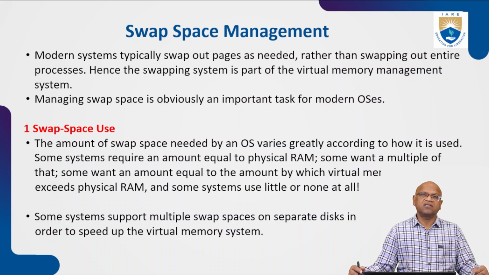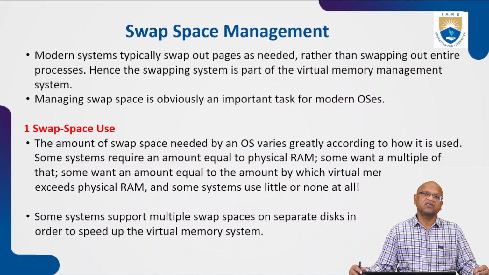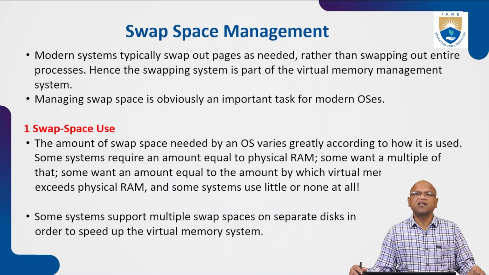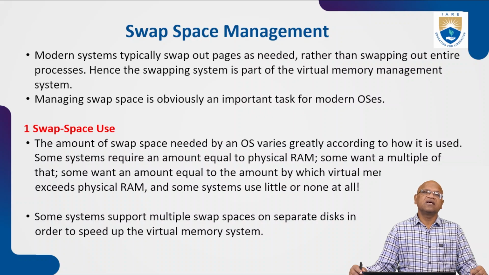Swap space use. The amount of swap space needed by an OS varies greatly according to how it is used. Some systems require an amount equal to the physical memory, physical RAM. Some want a multiple of that. Some want an amount equal to the amount by which the virtual memory exceeds the physical RAM. And some systems use little or none at all. Some systems support multiple swap spaces, separated in order to speed up the virtual memory system.